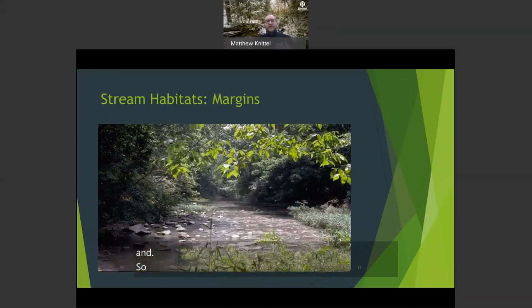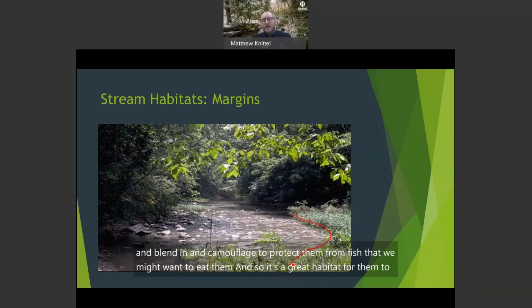And then finally, we also have marginal areas, and it depends on your streams and how intact that floodplain is. But here you can see we've got a lot of aquatic plants growing right along the sides, in the shallows. And that's going to allow a lot of macroinvertebrates to hide in and among those plants. Especially things like damselflies really like those kinds of habitats, where they can cling onto those plants and blend in and camouflage to help protect them from fish that might want to eat them. And so it's a great habitat for them to survive. So we have our runs, riffles, pools, and then our marginal areas as well.